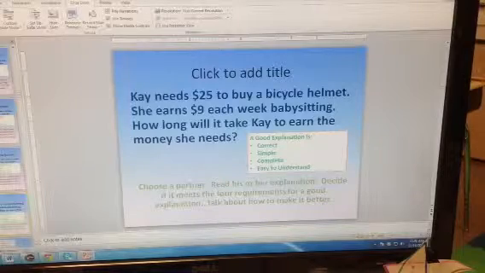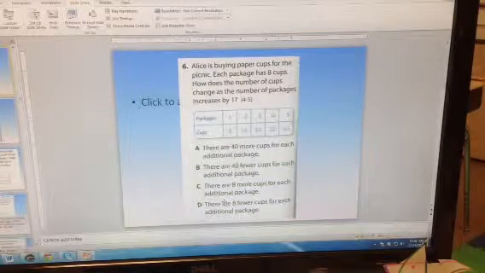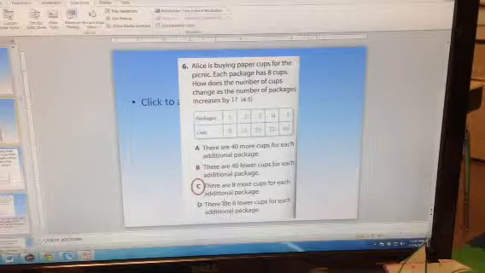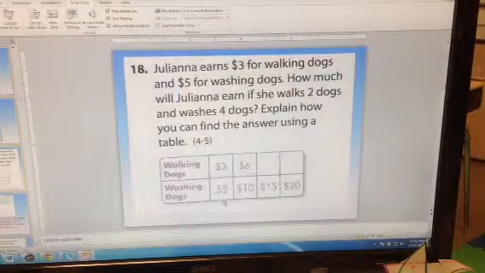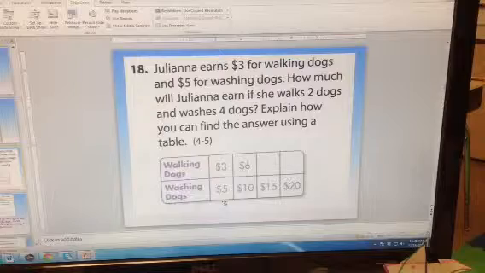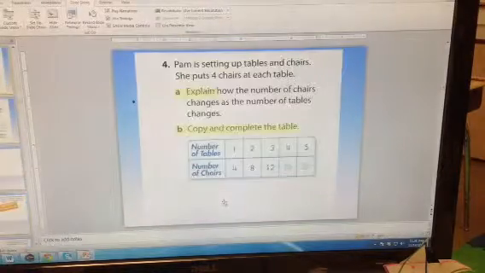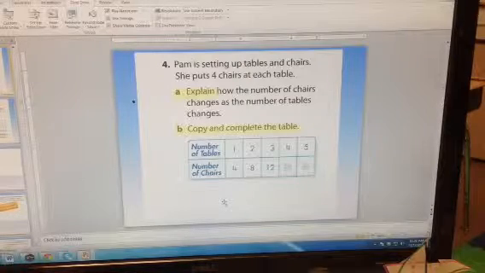We talked about what we would say to explain, and then we did some practice problems. We looked at some of the problems in the book, and that was it for today.